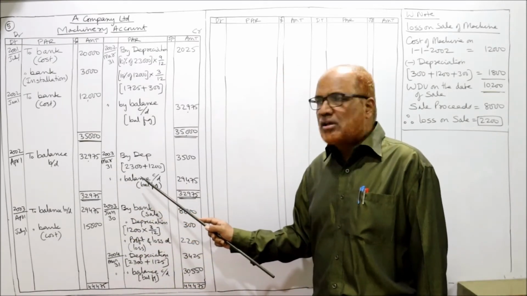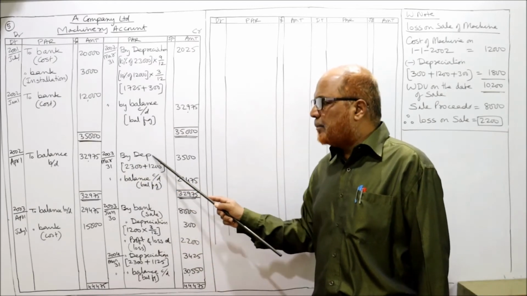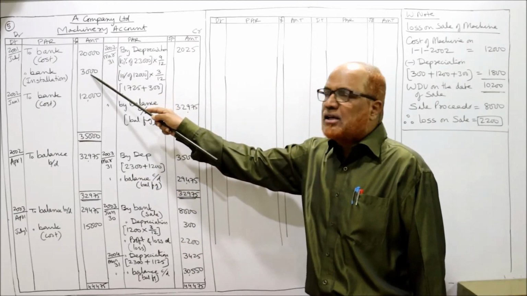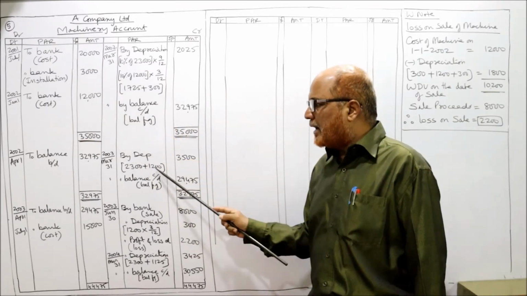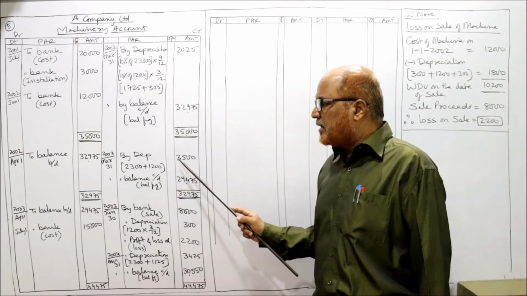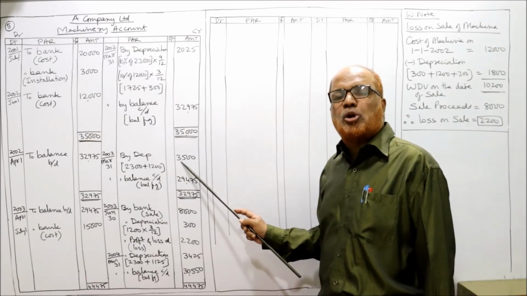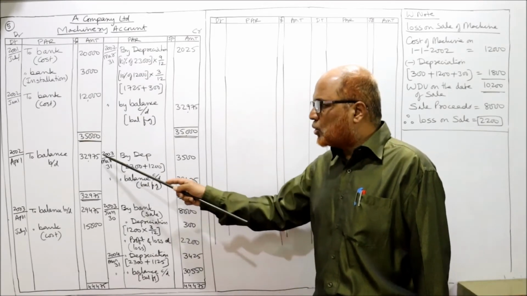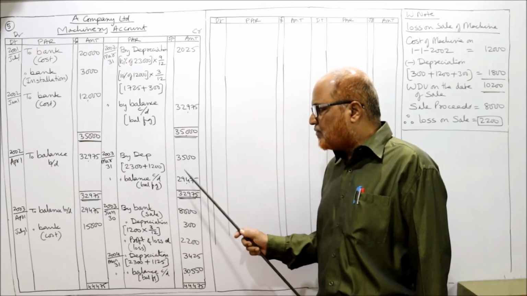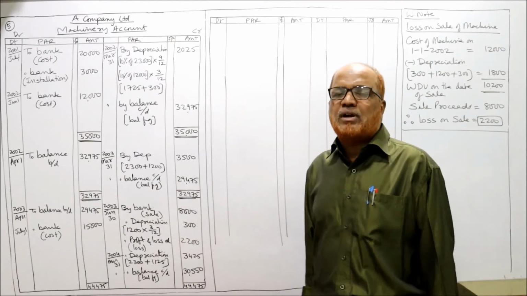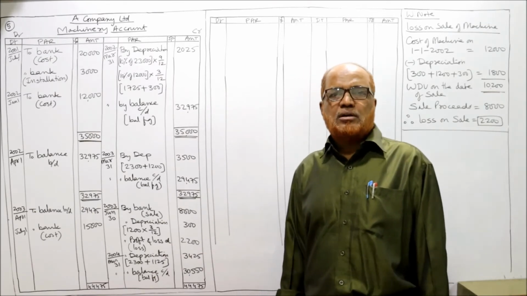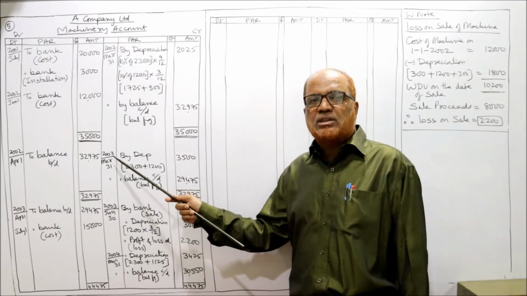So we close it. 31st March 2003 by depreciation. First machine depreciation 2300. Second machine depreciation 1200. For the full year. So 2300 plus 1200, 3500 is the total depreciation on both the machines. Take the total debit side, 32975. 32975 minus 3500, 29475 is the closing balance of machinery account as on 31st March 2003.